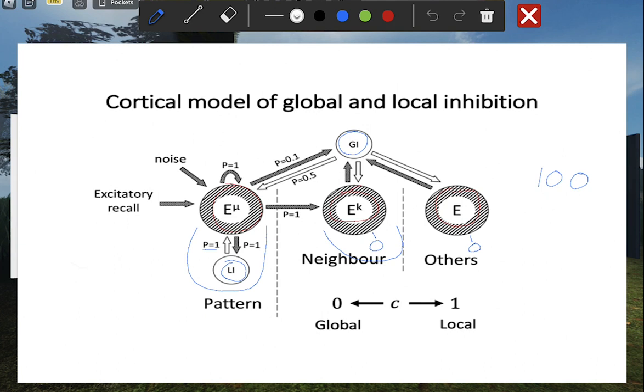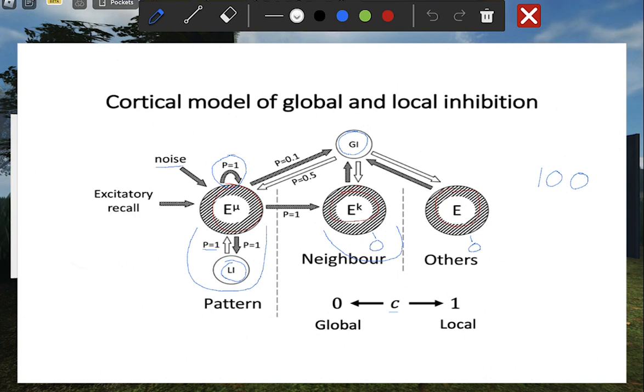And across the whole network, we also add some noise to the excitatory units. And the excitatory units within a particular pattern are all-to-all connected. And then finally, we have this parameter C, which I'll show the equation for, but this parameter C basically lets us balance between how strong the global inhibition is compared to the local inhibition. So if the value of C is 0, then we're at a completely globally dominant inhibitory state, whereas if we're at 1, we're at a completely local inhibitory state. And most of the time we'd be somewhere in the middle.